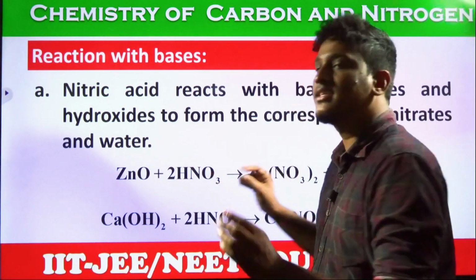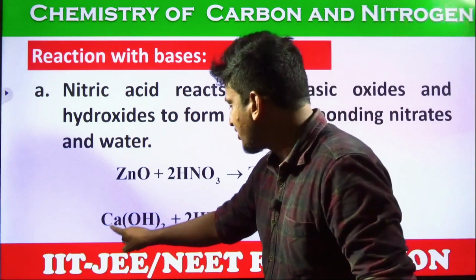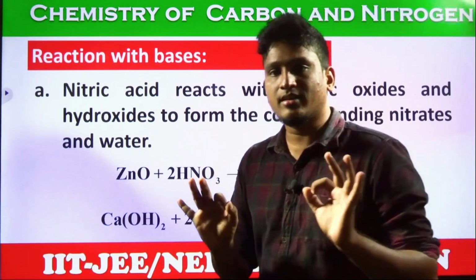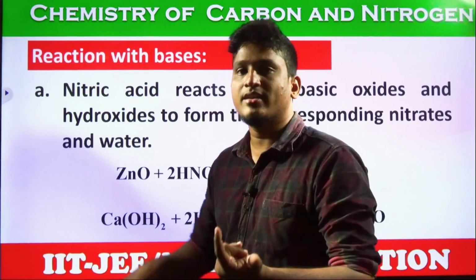So what is expected? Zinc nitrate, that's it, without any doubt, and the respective H2O. And here calcium is there, nitrate is there. What is the expected compound? Calcium nitrate. How to write the formula? Calcium valence is +2, nitrate is -1.